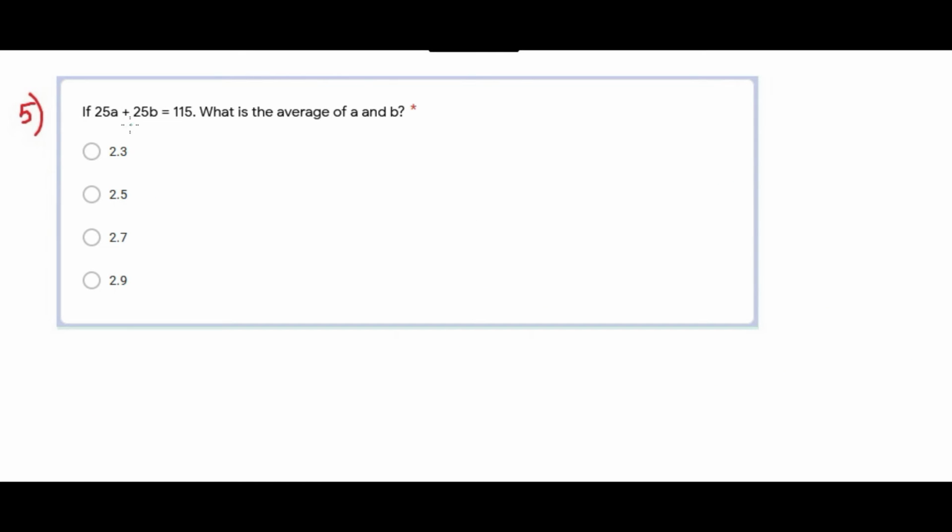If 25A plus 25B is equal to 115, what is the average of A and B? Okay, we have one relation given and we need to find the average of A and B. So what is meant by the average of A and B? A plus B divided by 2. So we need to find this. 25A plus 25B is equal to 115.